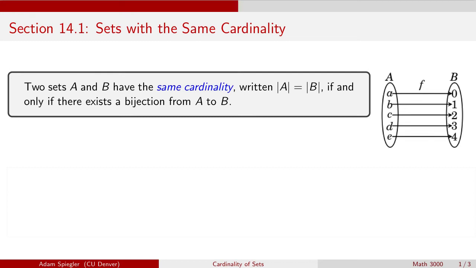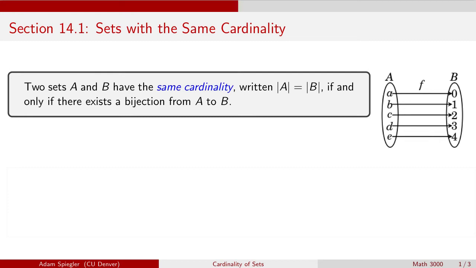So we're going to tweak that definition and just say two sets have the same cardinality if there is some bijection from set A to set B. And again, what this means for a bijection is it's injective, so every element has their own unique output, and it's surjective, so that every element in the codomain B gets mapped to by some element in the domain A.